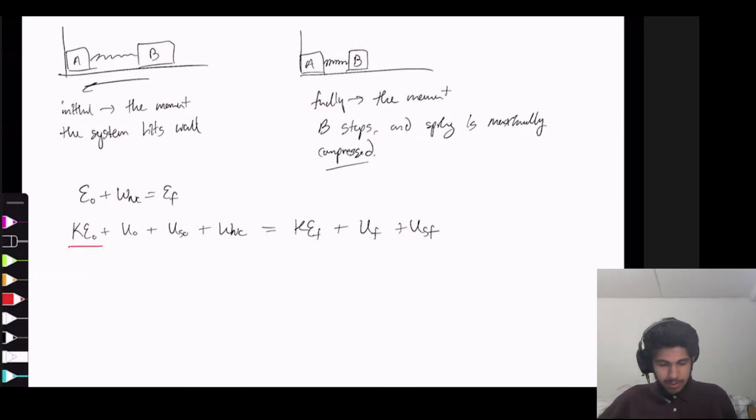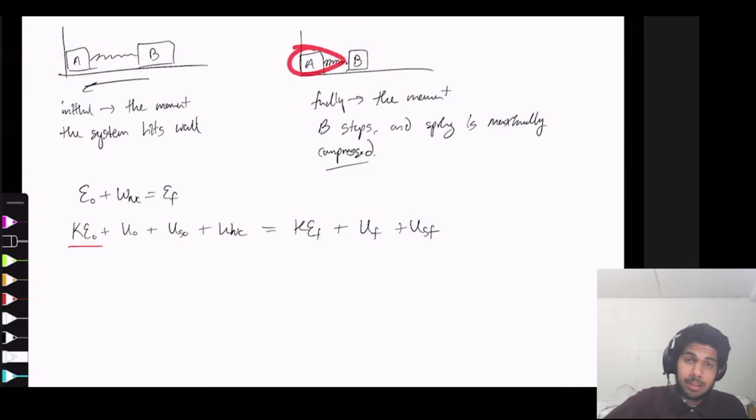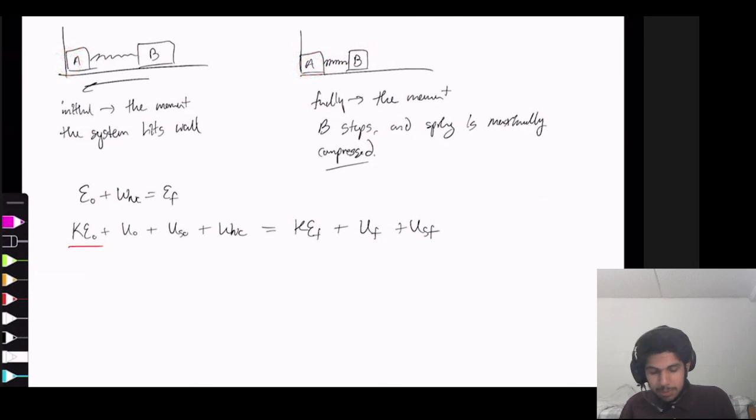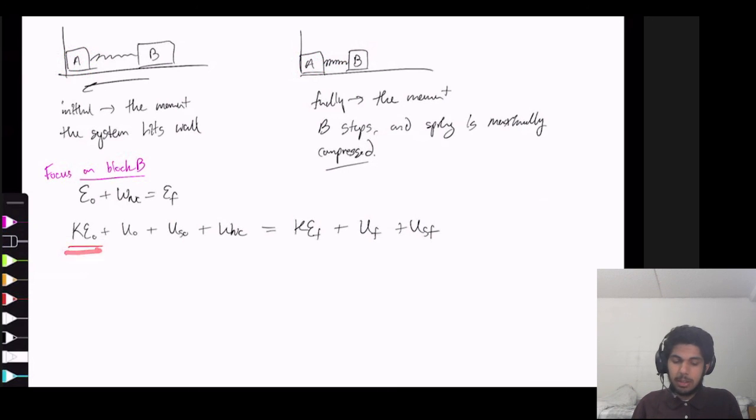Initially, we should really be looking at block B the entire time, because this is the moment the system hits the wall, so block A has 0 velocity here, and at the end it also has 0 velocity. So block A doesn't change, so focus on block B. Does B have kinetic energy the moment the system hits the wall? Yeah, we said that B is going to continue moving this way, so there is some velocity, so it has kinetic energy.